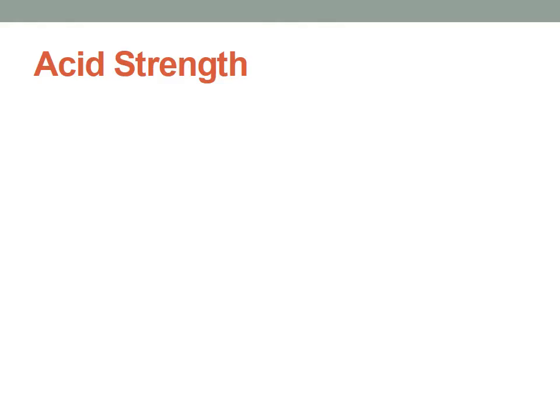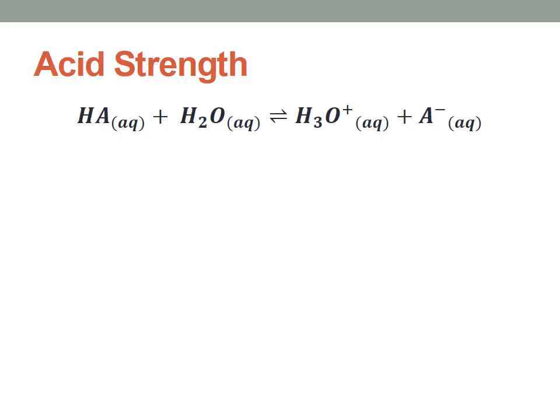Now the strength of an acid. The strength of an acid depends on how much the acid is ionized in water. So in this reaction here, we have substances that act as base and substances that act as acid. So this is our acid and this is our base. And this reaction here is reversible, meaning that it can go both in the forward and reverse direction.